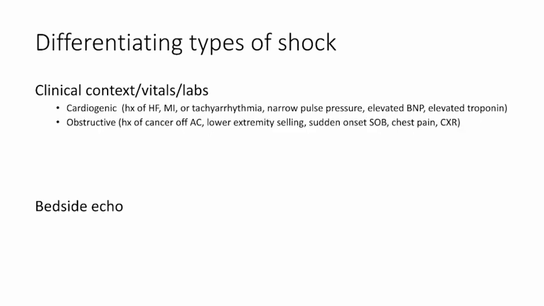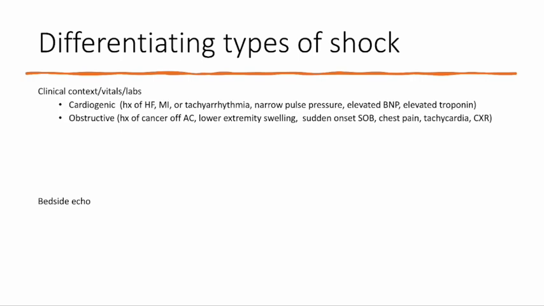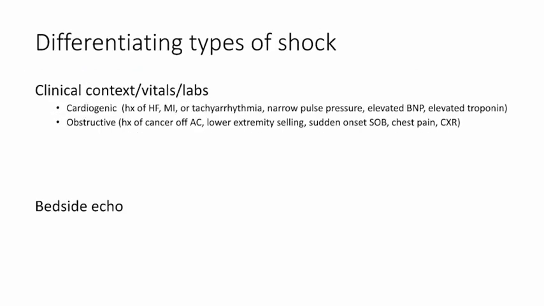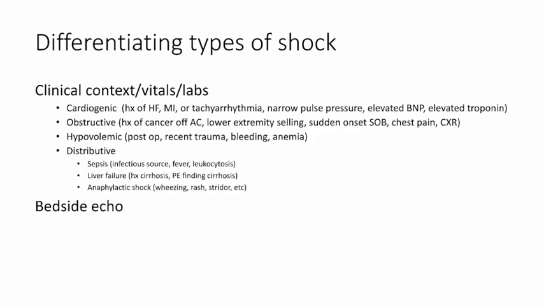In obstructive pathologies such as massive pulmonary embolism, this might be a patient who has a history of cancer, a hypercoagulable state, they've been off anticoagulation, or they have a history of DVT or lower extremity swelling. On the vitals, you'll see tachycardia. In the case of tension pneumothorax, look for clinical signs like sudden onset shortness of breath and chest pain. On a chest x-ray, you can identify pneumothorax. For hypovolemic, again, clinical context is key. Is this a post-operative patient? Do they have recent trauma? Do they have frank bleeding? Are they anemic? And for distributive, which includes varying etiologies, for sepsis, do they have an infectious source?